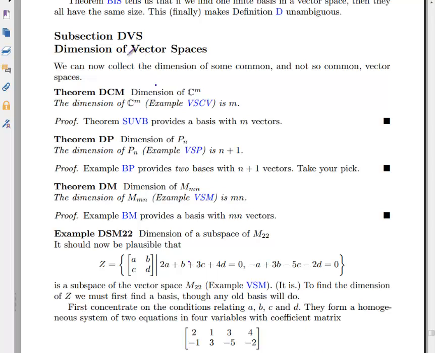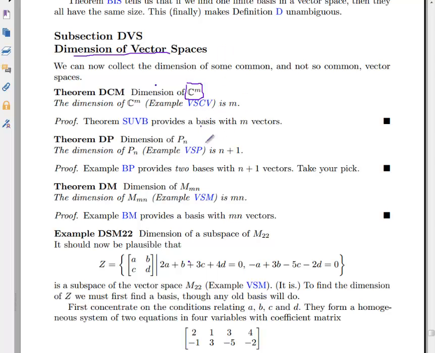Okay, so now that we have the notion of dimension, let's go back and look at the dimension of some vector spaces that we've looked at before. First, the dimension of Cm, or you could do Rm, for example, the column vectors with m components, is m because we have a basis of m vectors.